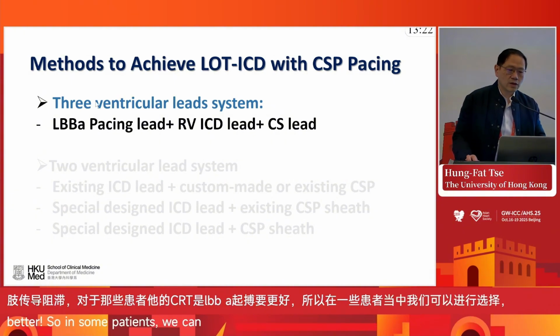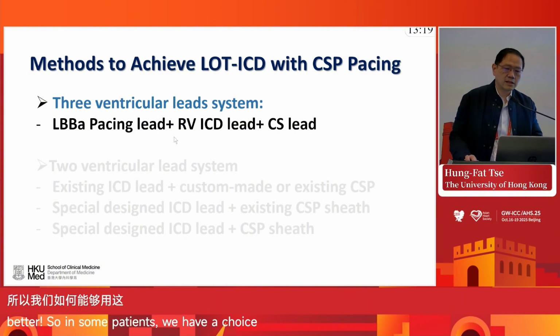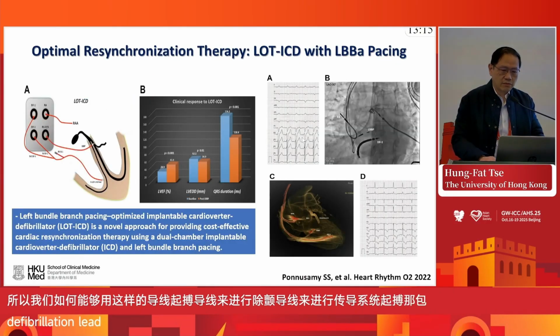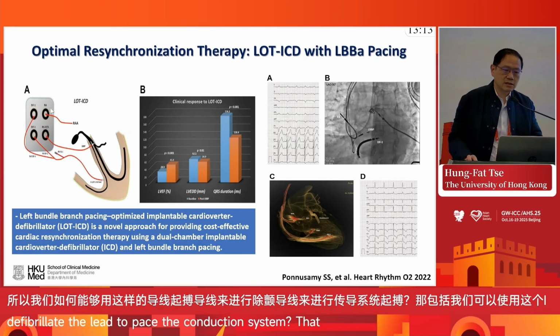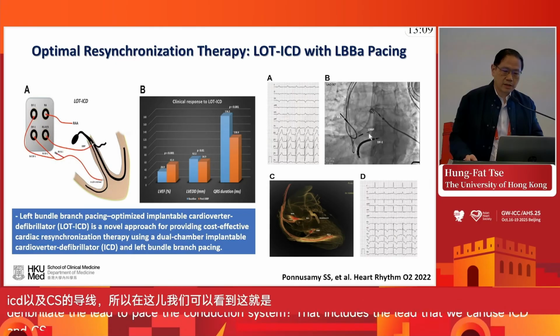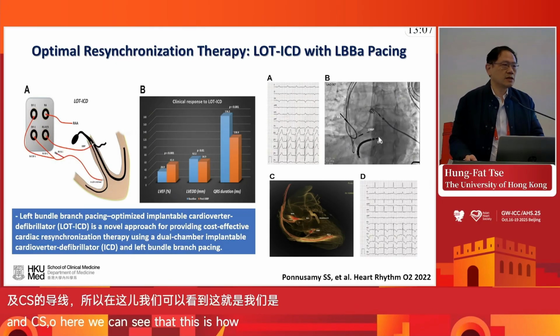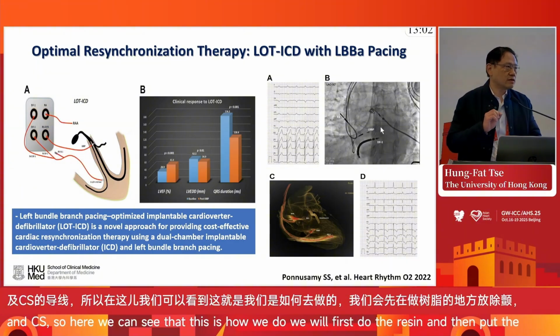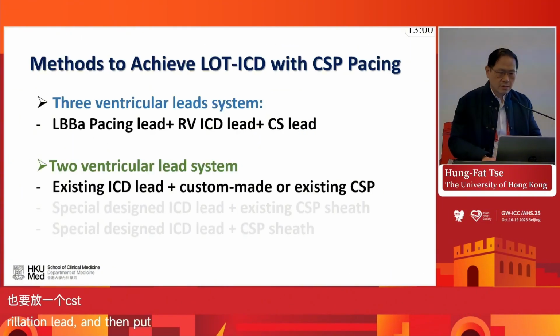The conventional way is using an LBB pacing lead, an ICD lead, and also a CS lead. So that makes things very complicated. You can see this is how we are doing it now. We put in an LBB area lead, we put in the defibrillation lead, and we also need to put in the CS lead. That makes the system very complicated.